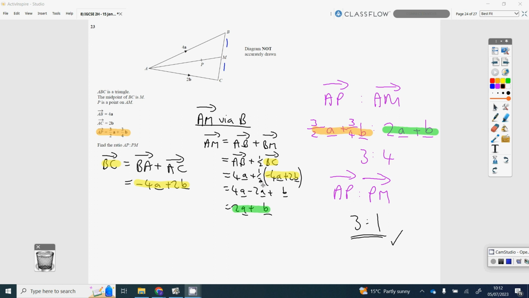I then just basically follow algebra here. So half of minus 4a, half of 2b is minus 2a plus b. And then gathering up my like terms of a, I get 2a plus b. So going from A to M is 2a plus b.